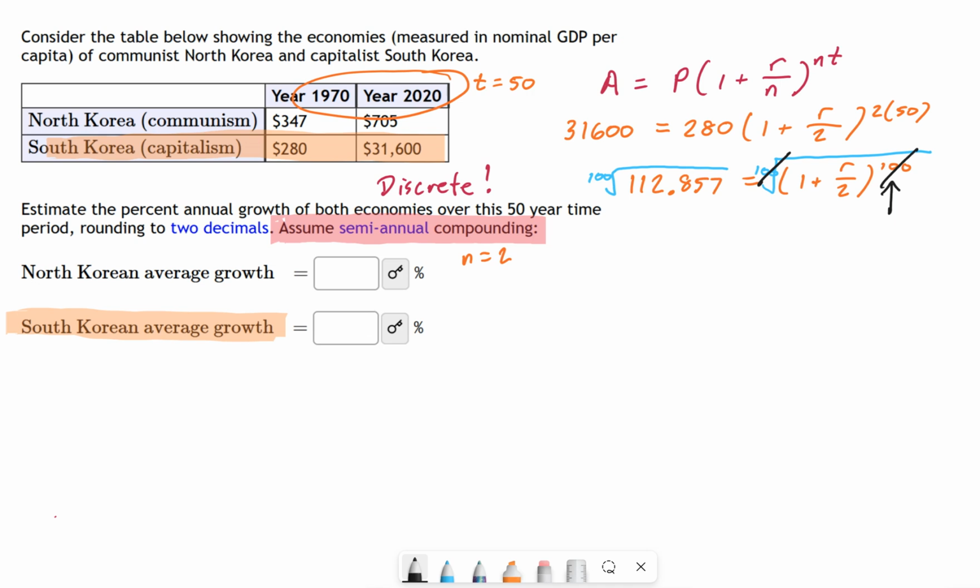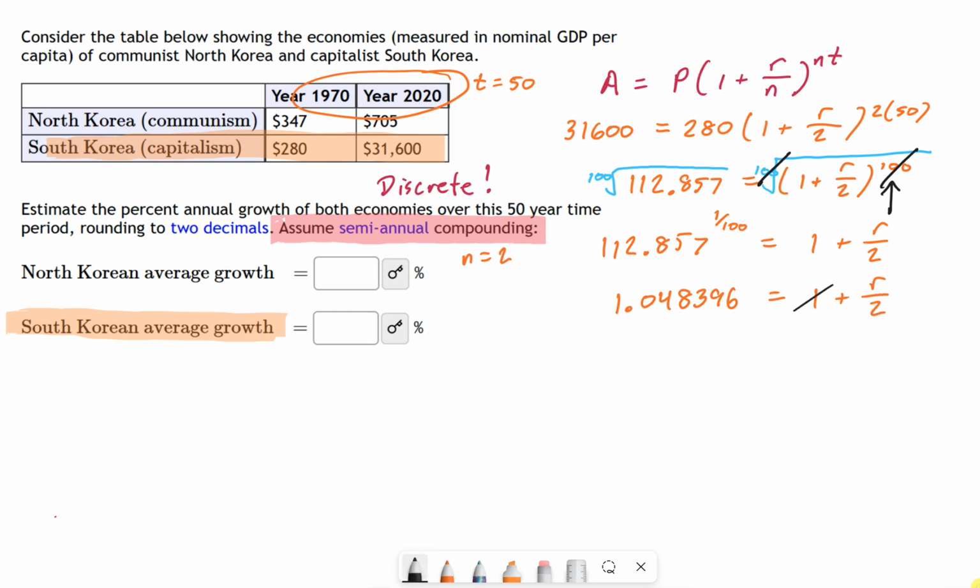And the thing on the left side, well, that's a calculator job for sure. And if you don't know how to do the 100th root, I'd suggest this. This is what I usually do on my calculator. I'm going to say 112.857 to the power of 1 over 100. That means the same thing as the 100th root. And that's going to give me 1 plus r over 2. Now, 112.857 to the 100th root is 1.048396, and lots of other stuff that I don't care about, equals 1 plus r over 2.